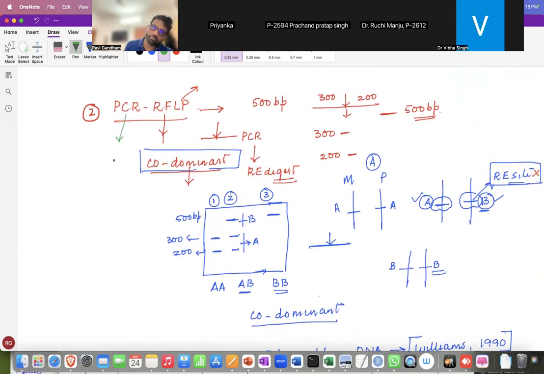Now, what about this? PCR RFLP? We are only targeting a single locus. So this will be single locus. And only one allele you are talking about. It is again biallelic. Is that okay? All of you? Right? Yes, sir.